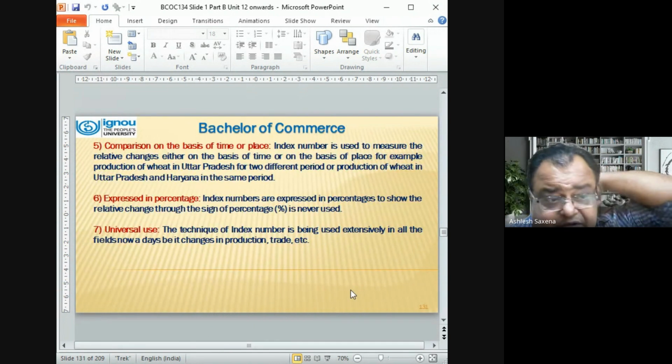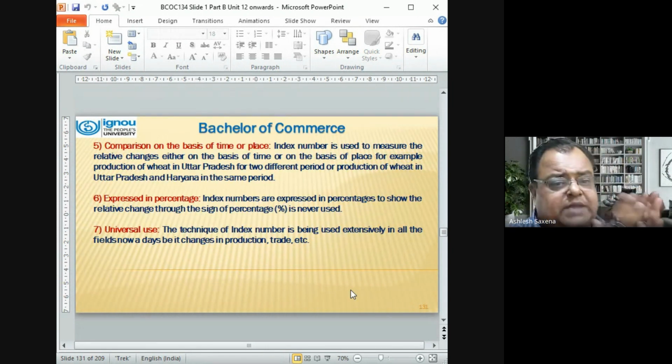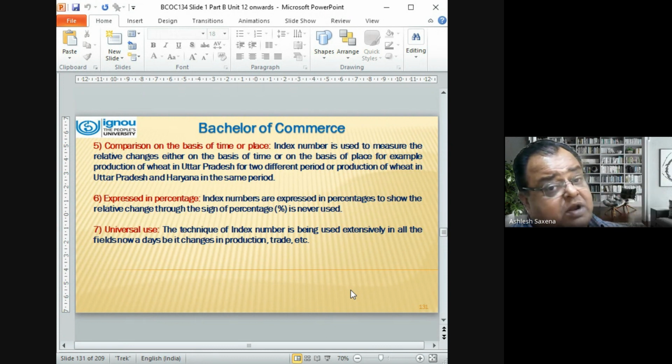Comparison on the basis of time or place. Index numbers are used to measure the relative changes either on the basis of time or on the basis of place. For example, production of wheat in Uttar Pradesh for two different periods, or production of wheat in Uttar Pradesh and Haryana in the same period. Expressed in percentage. Index numbers are expressed in percentage to show the relative changes through the sign of percent.